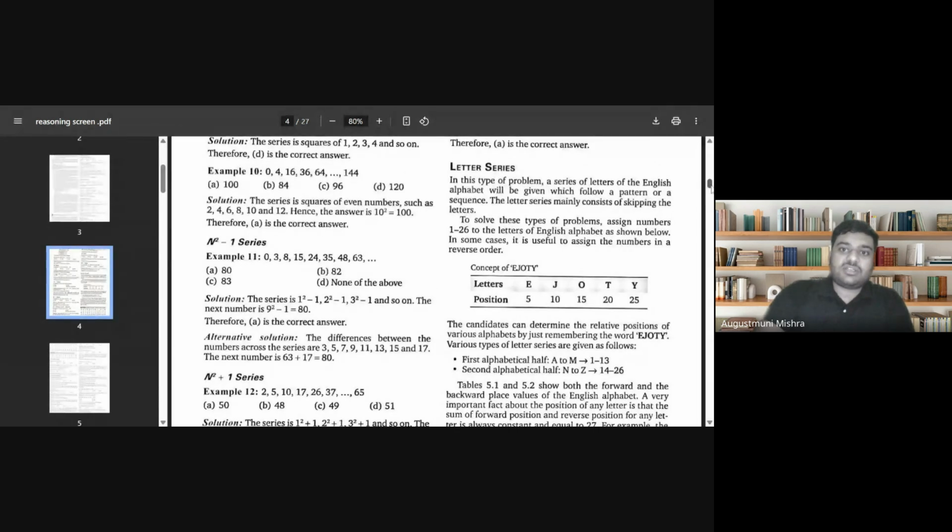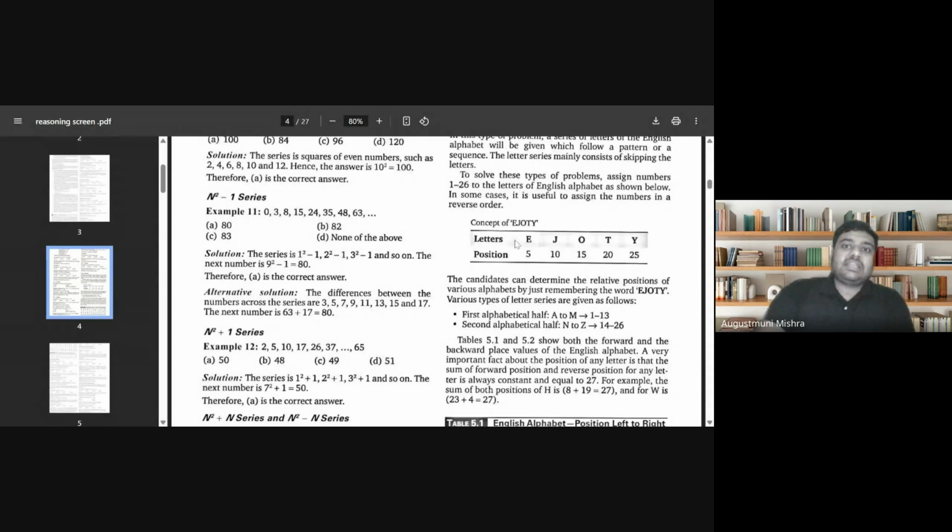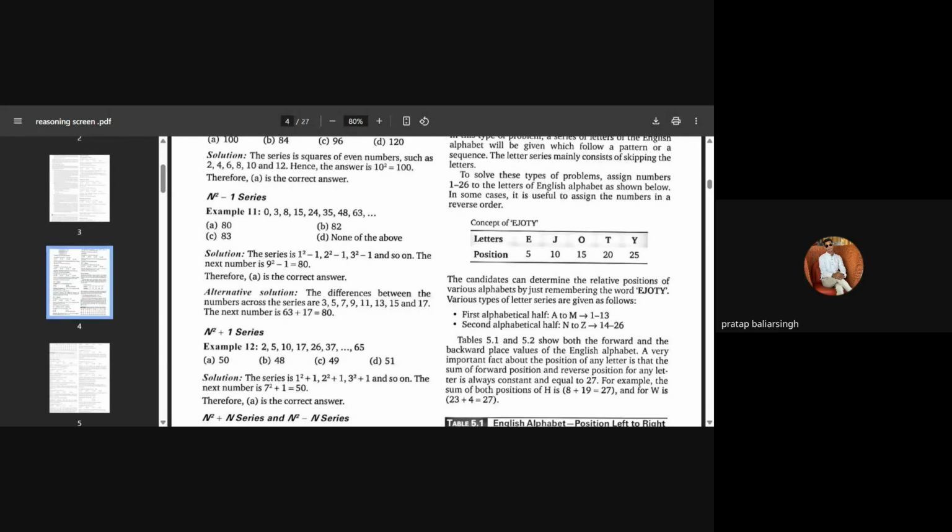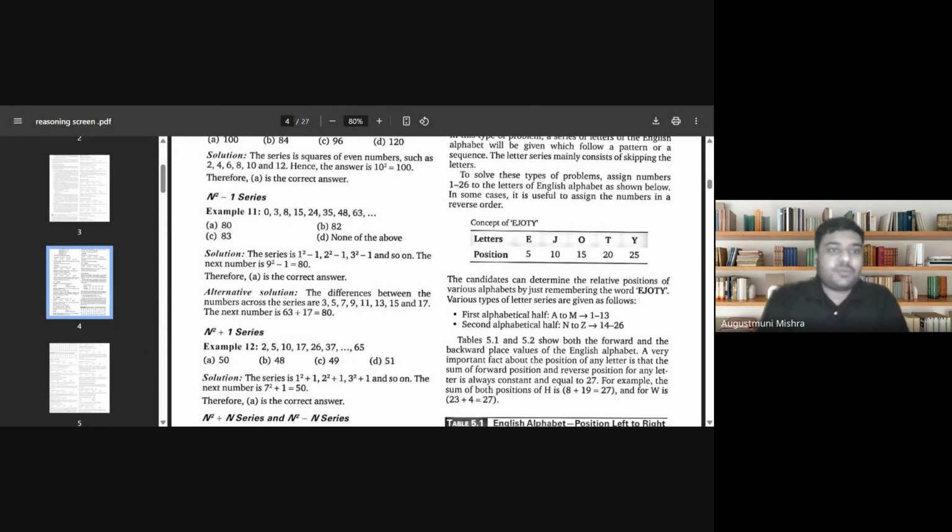Now I'm starting with this: E, J, O, T, Y. Can anyone tell me whether anyone has solved this kind of question previously, or has an idea about this kind of question? I'm just taking feedback. Yes, sir, sometimes we have done it. Okay, thank you so much. Those who have solved it, that is a really good thing. But for those who are starting this for the first time, I just want to make it clear.